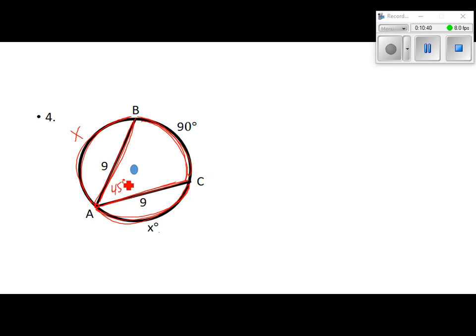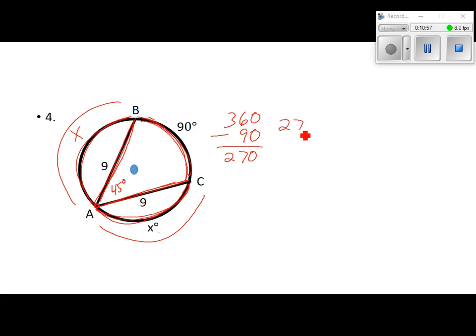That's not part of the problem, but we know a whole circle is 360, so I take 360 minus 90. That leaves me with 270. That's for this arc from here to there, and this arc from here to there. Well, we just take 270 and divide it by 2, and that gives us 135. Each one of those arcs is 135 degrees.